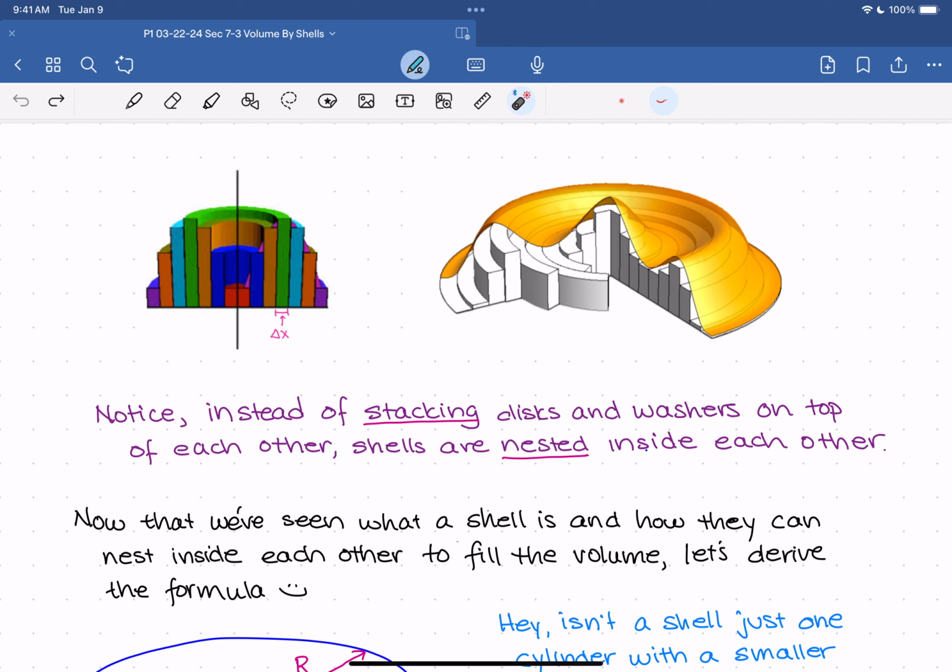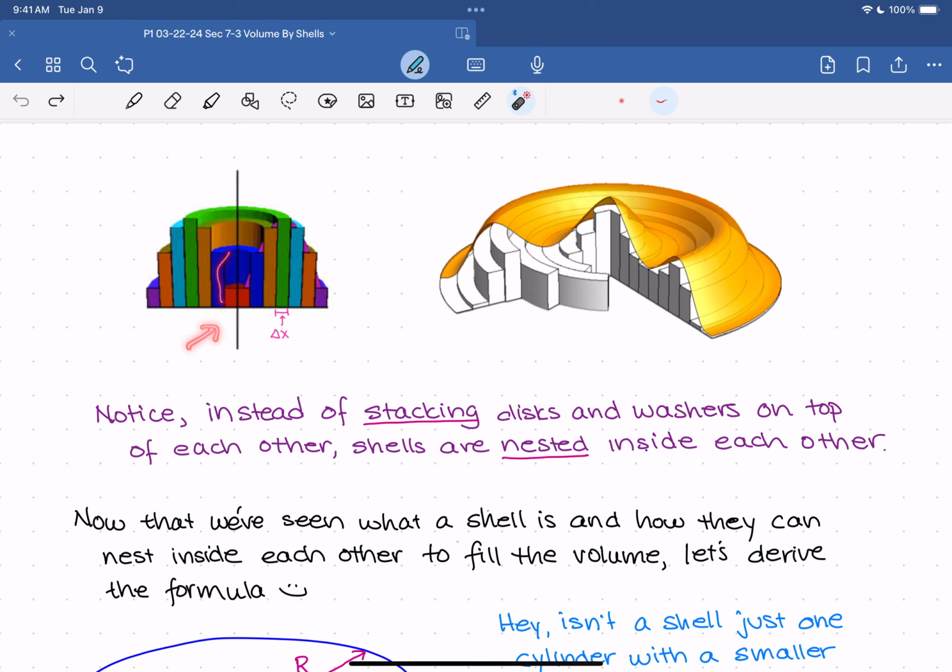Okay, so you saw the video and you saw how the shells kind of rotate around the axis of rotation. And the key is that they are nested inside of each other. They're kind of like those Russian nesting dolls, if you've ever seen them. So this is kind of looking at a slice of a bunch of shells.